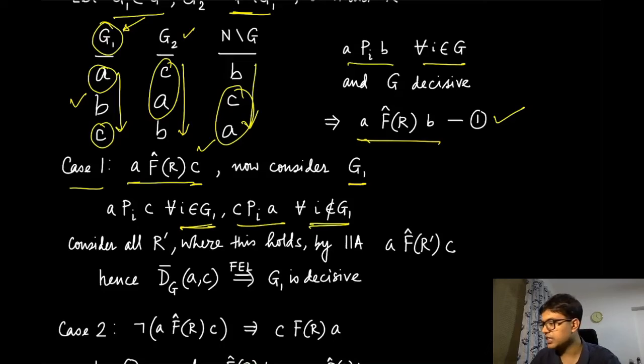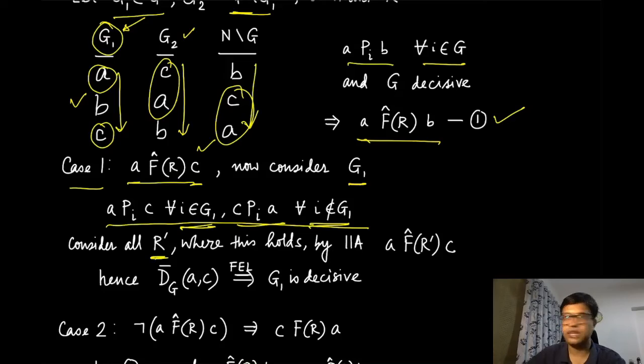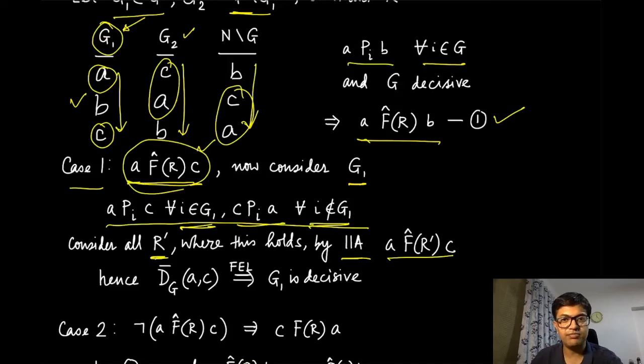Okay, so we have constructed R, and now we are going to consider all such R primes where this condition holds. So A is strictly preferred over C for all the agents in G1, and C is strictly preferred over A for all the agents outside G1. This is not a unique thing. You can have multiple preference profiles like R primes. Let's consider all such R primes where this holds. Then what we know, by IIA, is that A should be strictly preferred over C as well in those R primes, because in this case 1, A is strictly preferred over C. Then using IIA, that should also hold for all the other profiles.